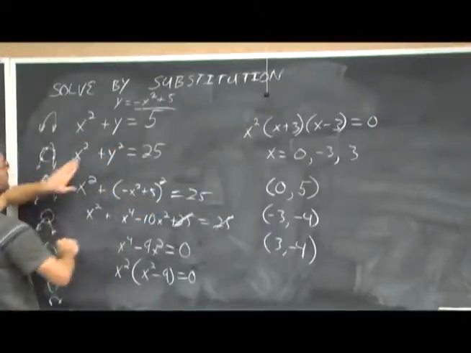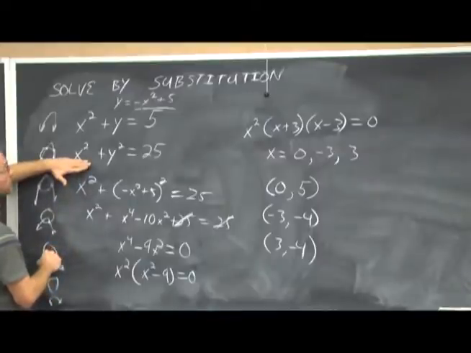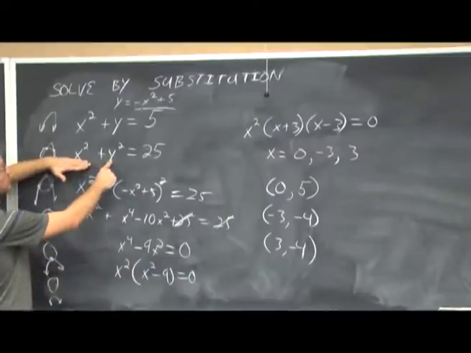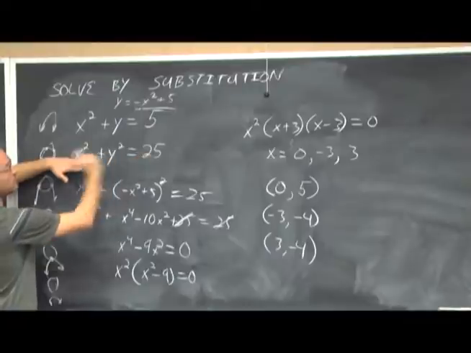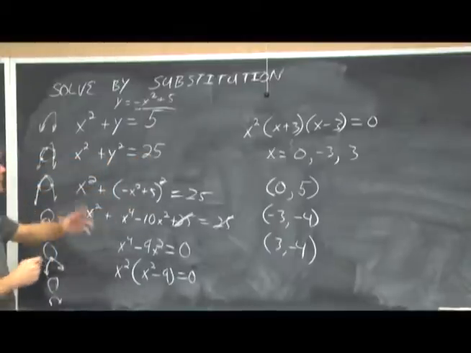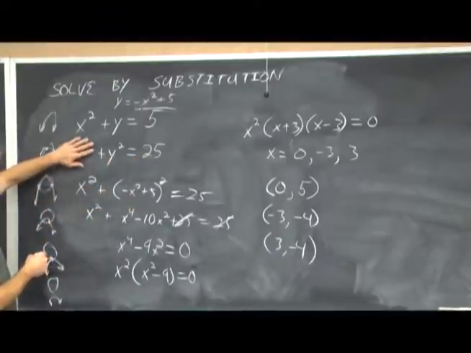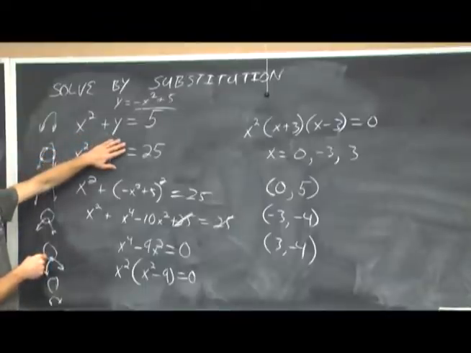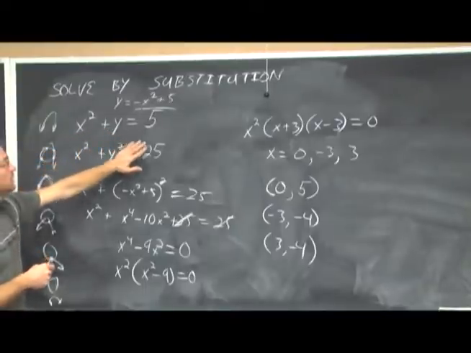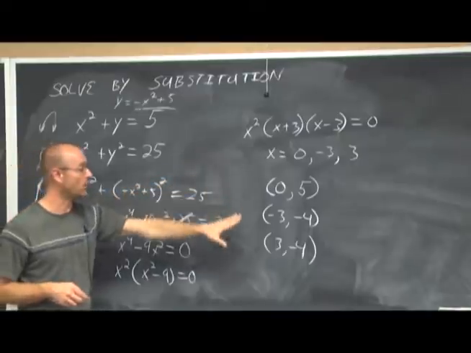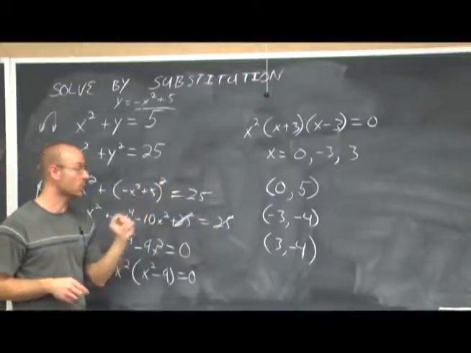If I use negative 3 and negative 4, negative 3 squared is 9. Negative 4 squared is 16. 9 plus 16 is, in fact, 25. And the other value, 3 and negative 4, also works. 3 squared is 9. Negative 4 squared is 16. 9 plus 16 is 25. I know all 3 solutions work for this equation.